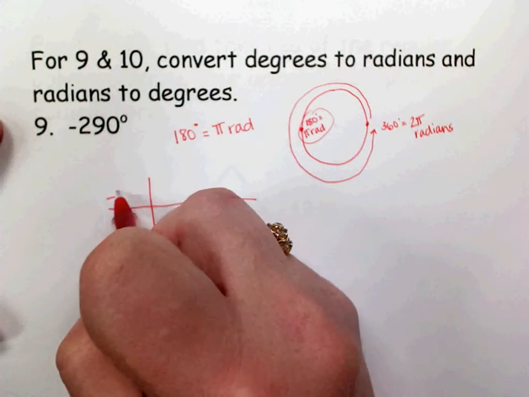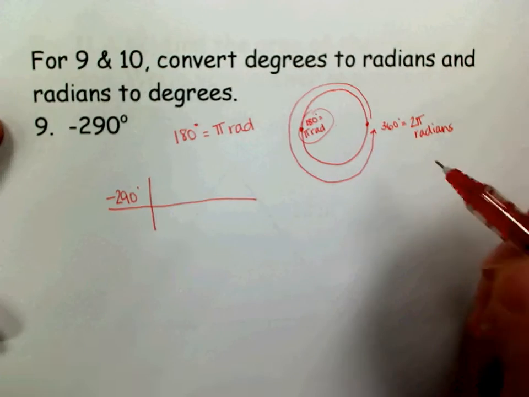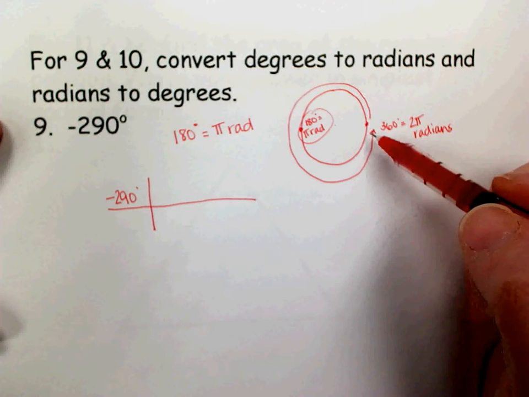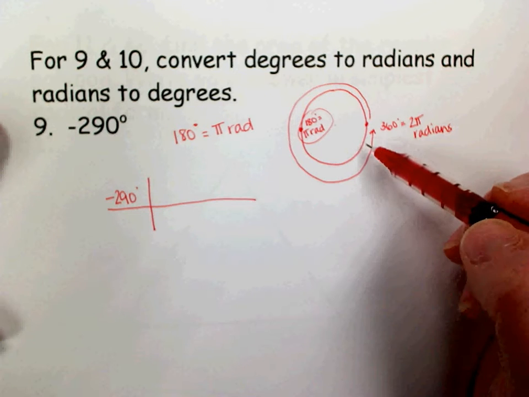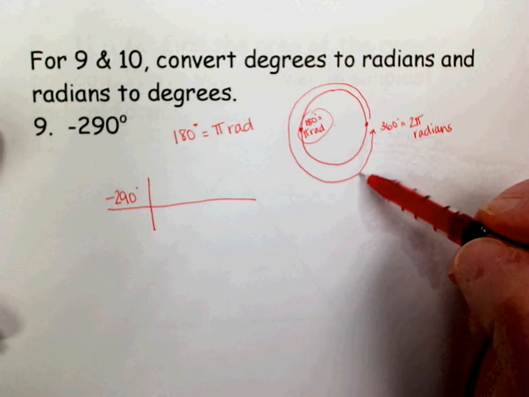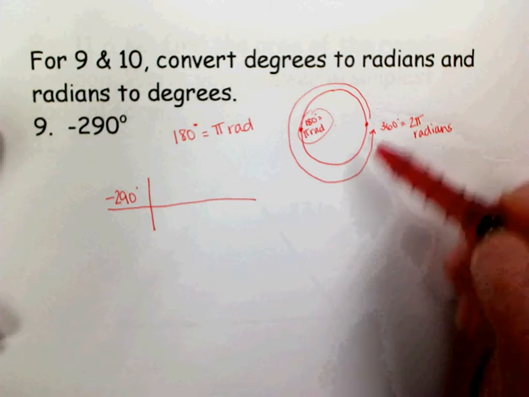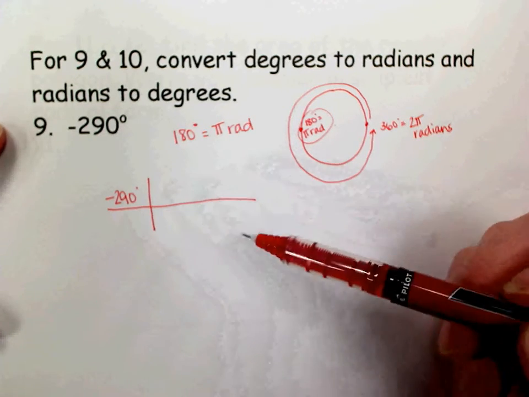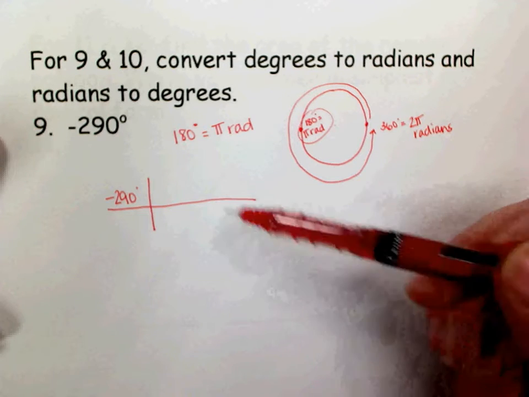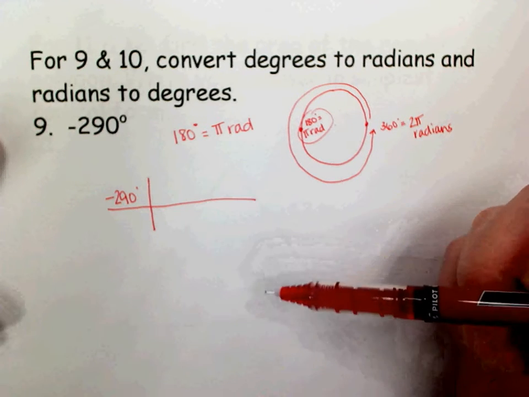Now notice the degrees is negative. Remember, that means you're going the opposite of the natural progression, and the natural progression is counterclockwise. That's how we get positive angles. When we go clockwise, we get negative. So all you need to know is that if you have a negative degree, then your radians is also going to be negative. If you have a positive degree, you're going to have a positive in radians as well.